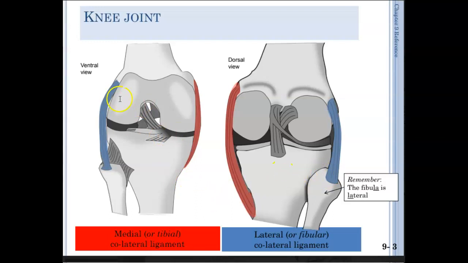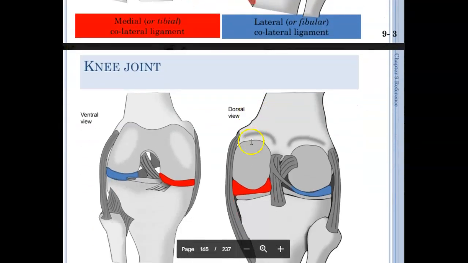So front and back. You can see here that this medial, again, think of the medial side of the body, is the medial collateral ligament, or the MCL. This is the lateral collateral ligament, the LCL. Again, those two ligaments are going to keep the knee in place.